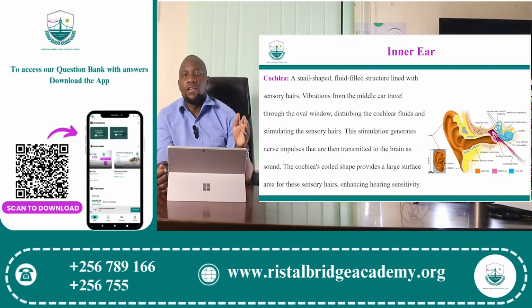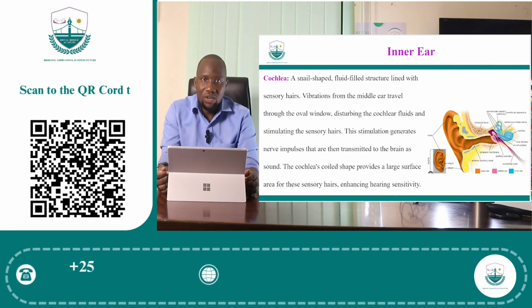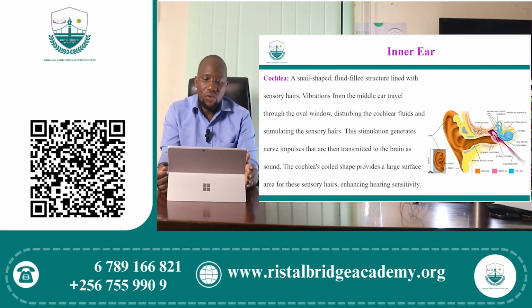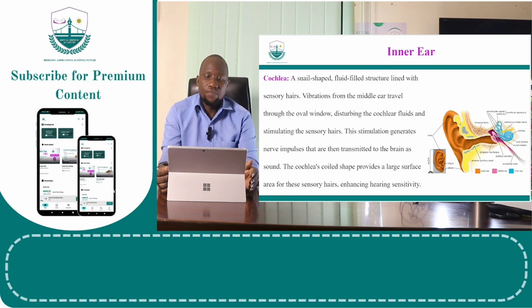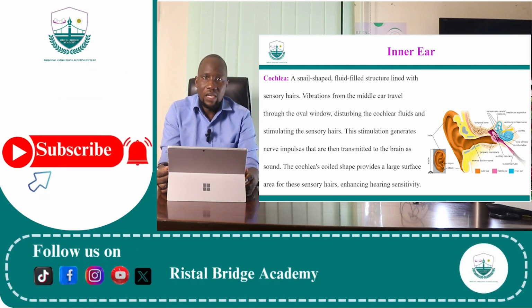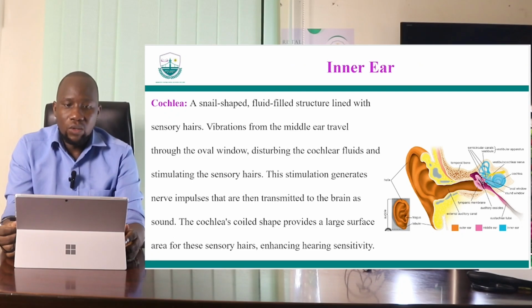Okay, so from the outer ear we're talking about vibrations. When we come to the middle ear, we're still talking about vibrations, and then when we reach the cochlea, which is in the inner ear, we are now talking about impulses being generated. Okay, how are they being generated?